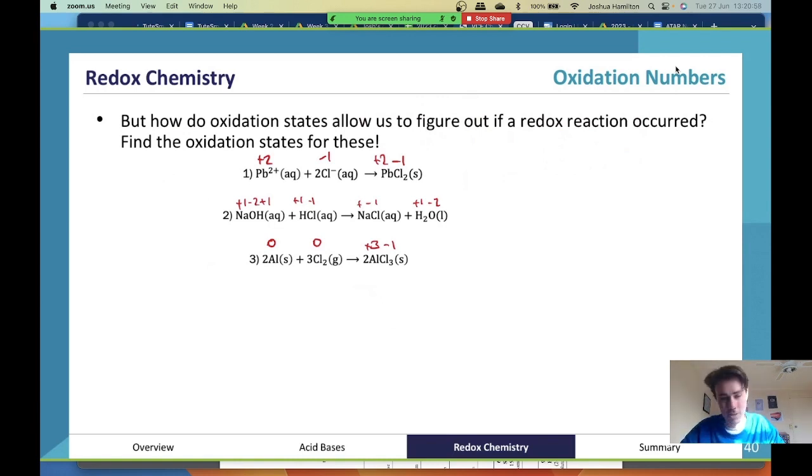For those of you who've never been through redox, you're going to have no idea. You're going to be sitting here like, how is this useful? What is going on? That is completely fair enough.